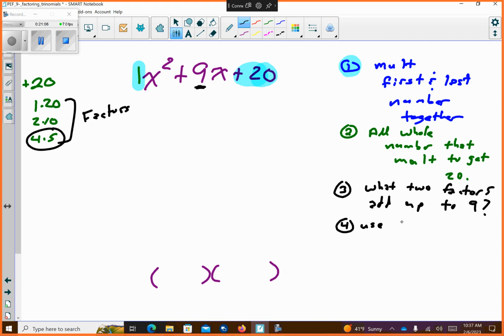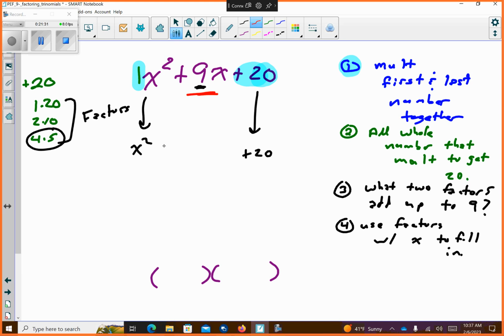Use factors with x to fill in. Okay? Ready? See this x squared? I'm just going to keep it as x squared. See this plus 20? I'm just keeping this. I'm going to break this apart now. We said 4 and 5, right? Yes.